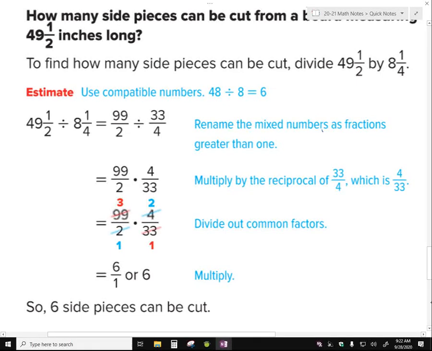First, we have to make those mixed numbers into improper fractions. Then we have to find the multiplicative inverse, or the reciprocal. 99/2 multiplied by 4/33. We have a common factor of 33, so it makes it nice and small. So it's 3 times 2 over 1 times 1, which is 6/1, or just 6. So 6 side pieces can be cut.